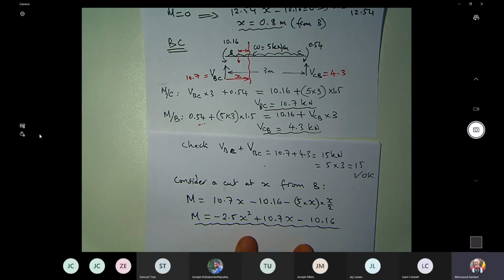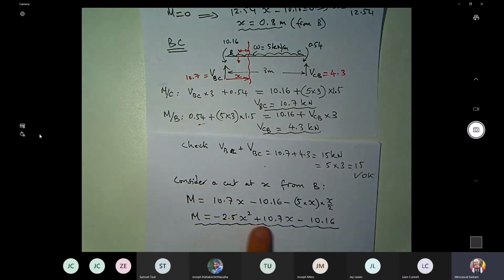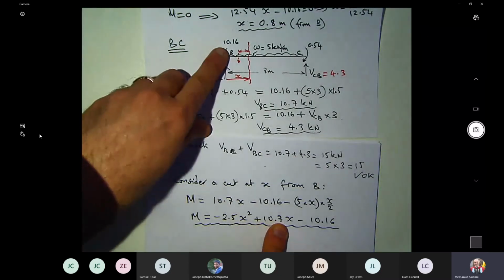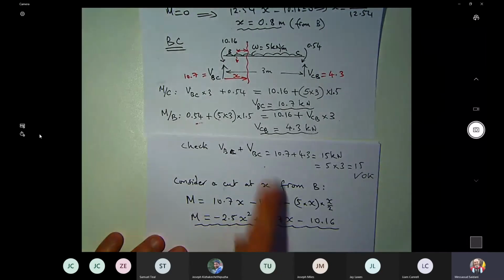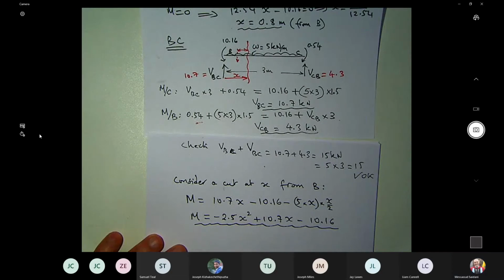Okay, this equation here gives you the bending moment anywhere along the span. If you put X equals 0, you get 10.16. If you put X equals 3, you get 0.54, guaranteed. Is that clear? Yeah.